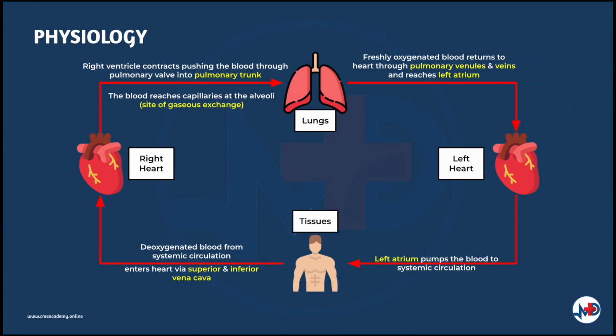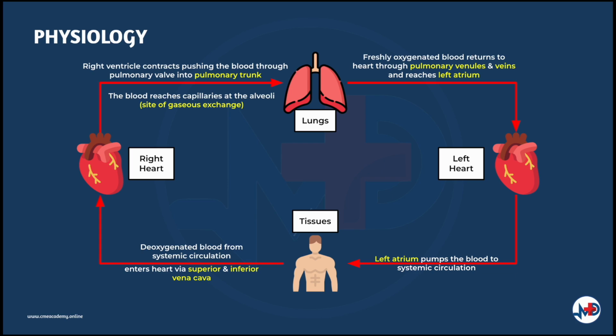So let's take a look at how pulmonary hypertension occurs. First, we need to understand the physiology of the pulmonary circulation. The function of the pulmonary circulation is to carry deoxygenated blood from the systemic circulation to the lungs for gaseous exchange. When deoxygenated blood from the superior and inferior vena cava returns to the heart, it passes the right atrium and then the tricuspid valve reaching the right ventricle.